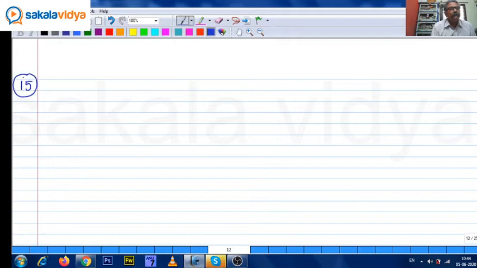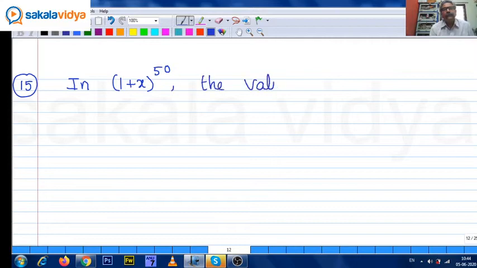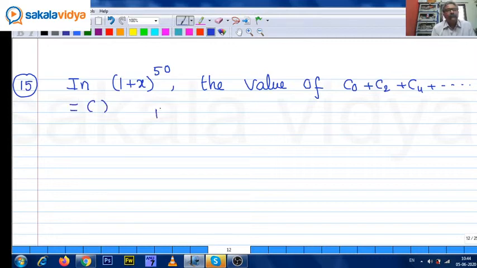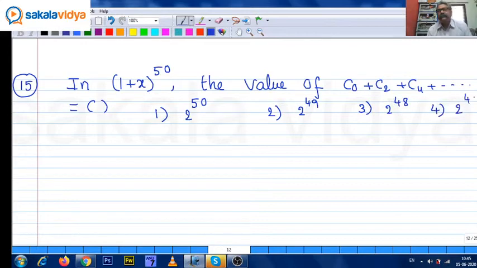Fifteenth problem. In (1 plus x) whole to the power of 50, the value of C0 plus C2 plus C4 plus and so on equals: first option 2 to the power of 50, second option 2 to the power of 49, third option 2 to the power of 48, fourth one 2 to the power of 46.